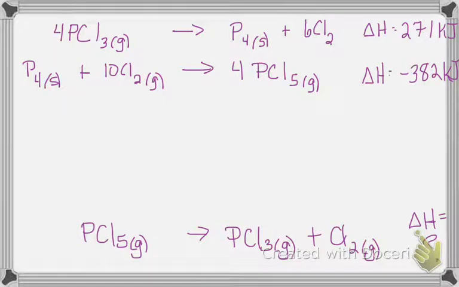Okay, so here's our next one. Top two are my pieces. I've got to add those up, how I've got them written, to look like what's on the bottom. Okay, on your sheet, your PCl5 is actually above the line on your handout. Where do I start?